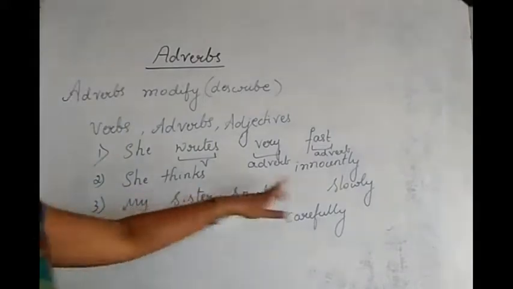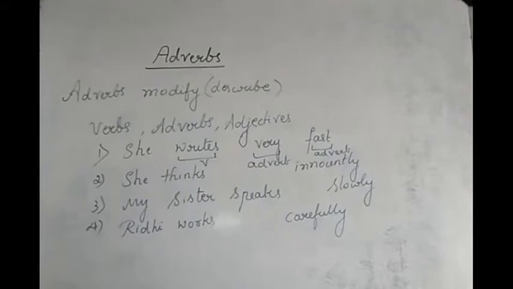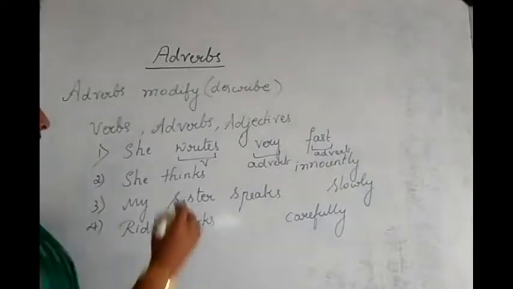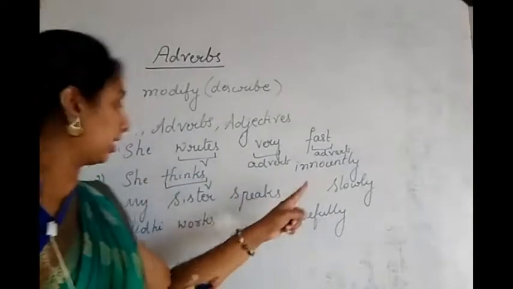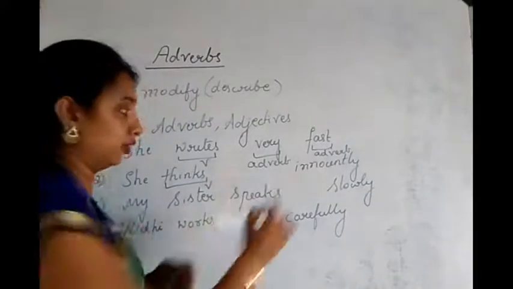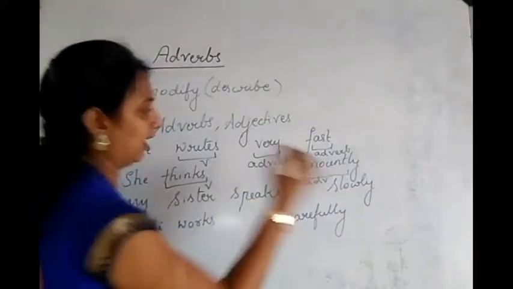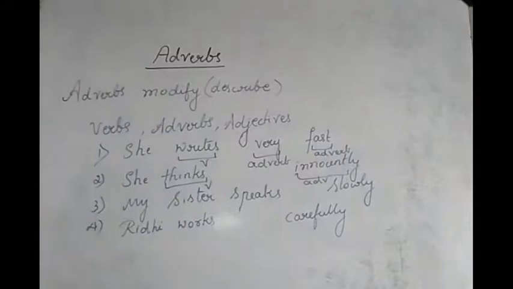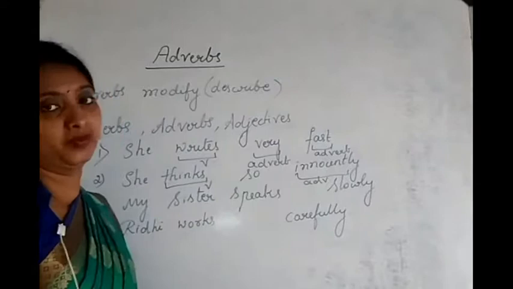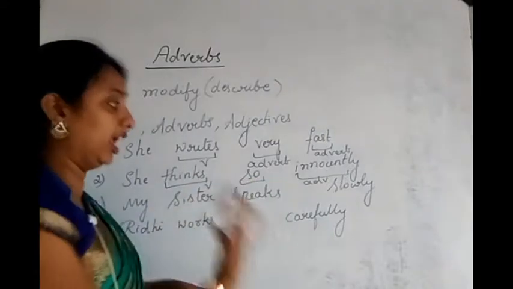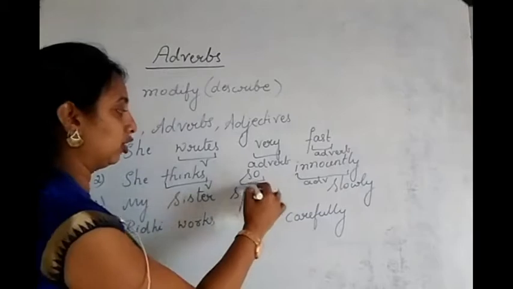She thinks dash innocently. In the second sentence also, we will find out a verb and an adverb first. Thinks. Thinks is a verb, right? Then, innocently is describing this verb. So, it's an adverb. Now, she thinks dash innocently. Can I add any more words there? She thinks very innocently, I can say. I can also say she thinks so innocently. So, this is again modifying this adverb. This is also an adverb.